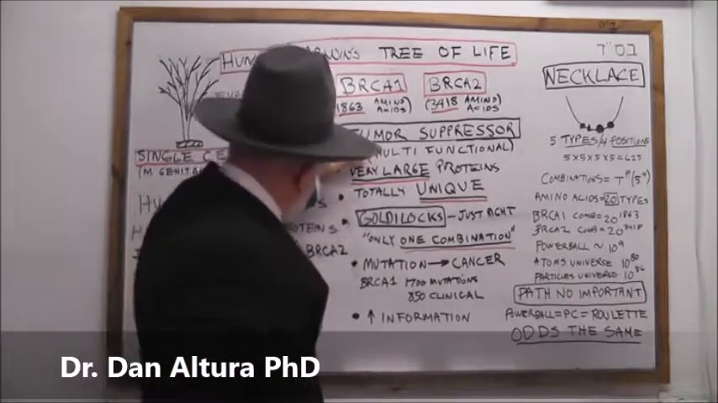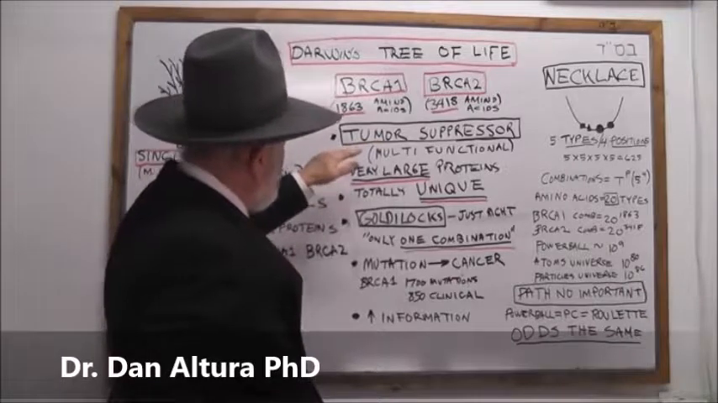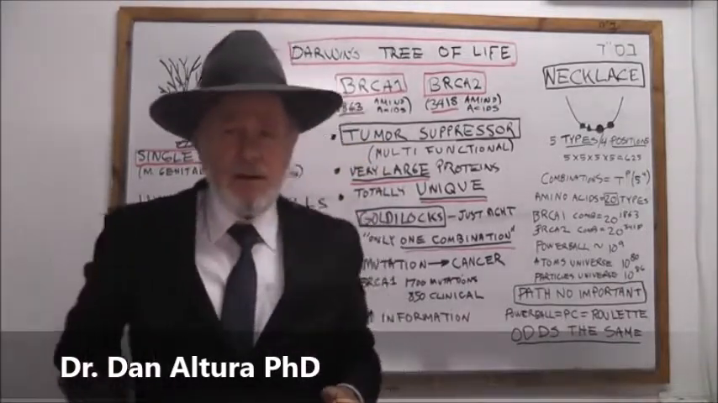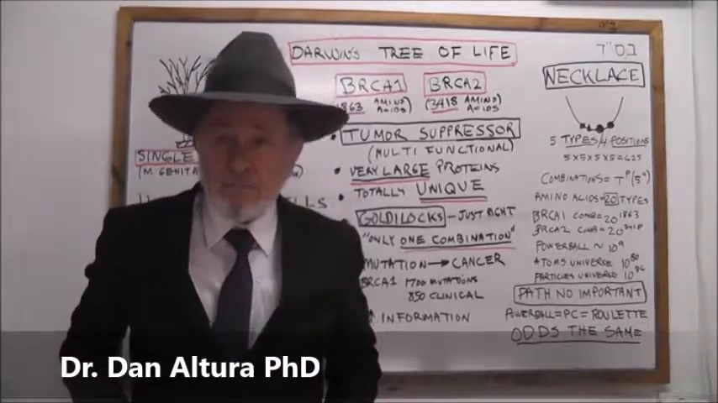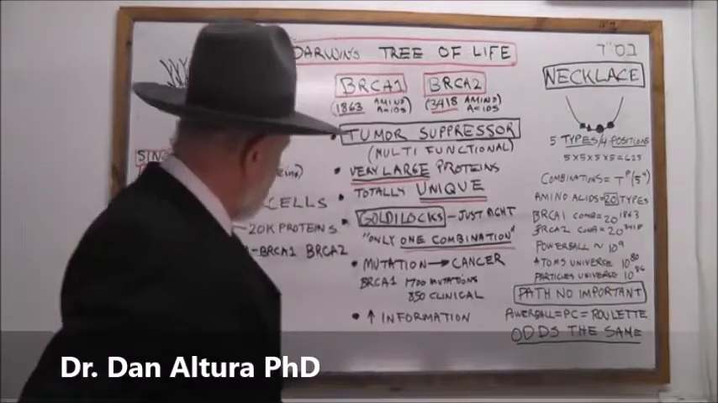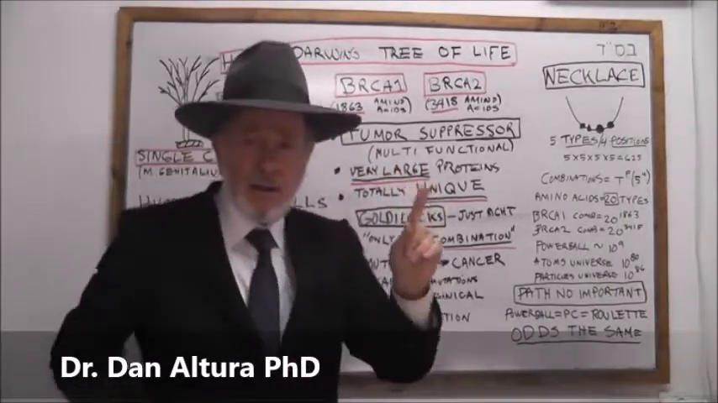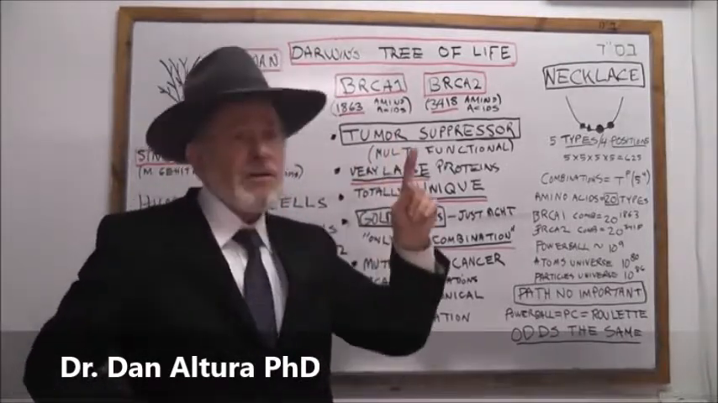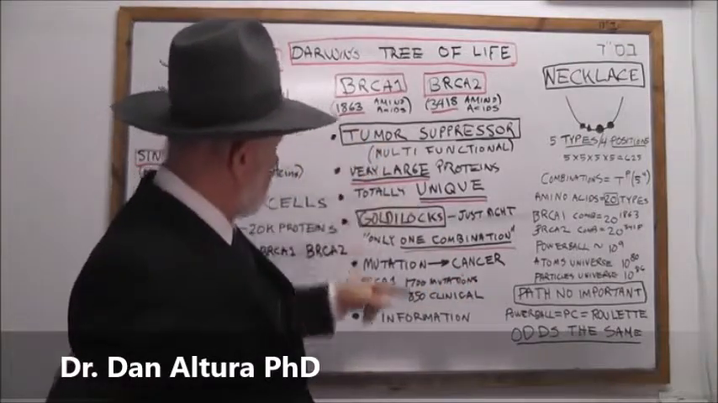And what are the functions of these two proteins? It's tumor suppression. They prevent the cell from becoming cancerous, basically. How do they do that? They're multifunctional. It's not only one thing that each one of these does in the cell. They have multiple functions, and a new function is discovered every few months for either one of these proteins.